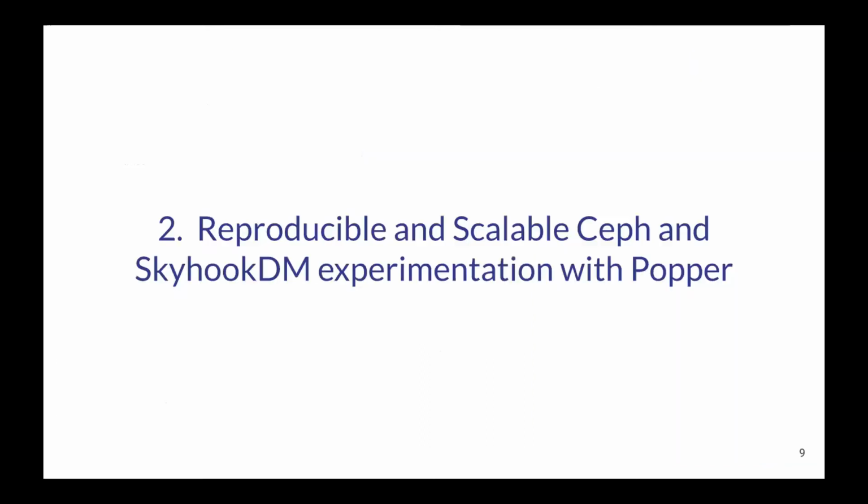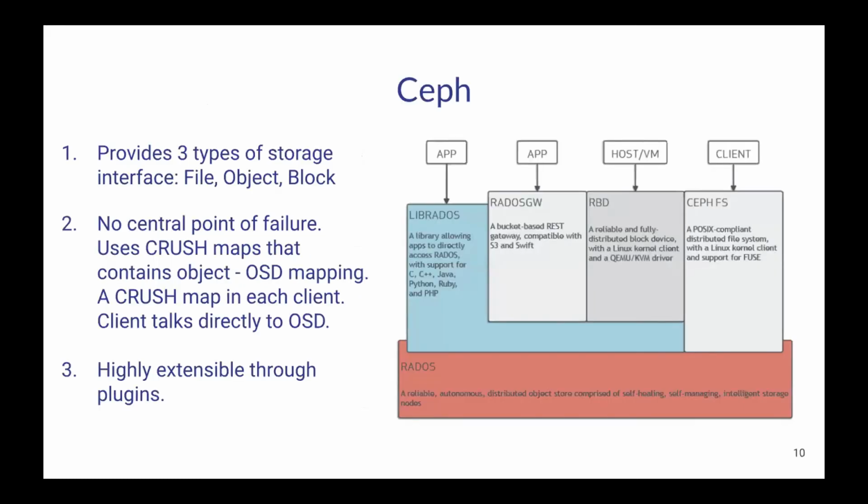So that was kind of an introduction to my work, and now I will show how it looks in real. Again, before that, I will briefly describe what Ceph is and what SkyhookDM is. First, Ceph. Ceph is an object storage system that provides three types of interfaces for file access. One is the file system interface, one is the object interface, and one is the block storage interface.